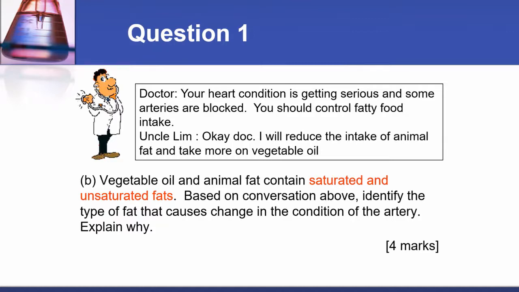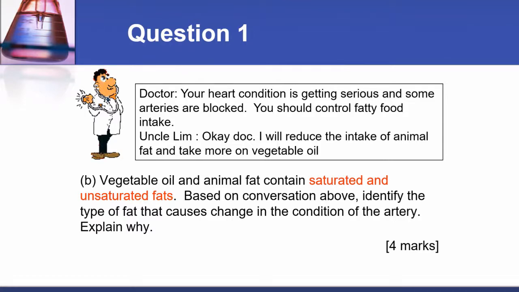Question 1B shows a conversation between a doctor and Uncle Ling. "Uncle Ling, your heart condition is getting serious and some arteries are blocked. You should control the fatty food intake." Uncle Ling replied, "Okay, doc, I will reduce the intake of animal fats and take more vegetable oils." Vegetable oils and animal fats contain saturated and unsaturated fats. Based on the conversation above, identify the type of fat that causes changes in the condition of the artery.